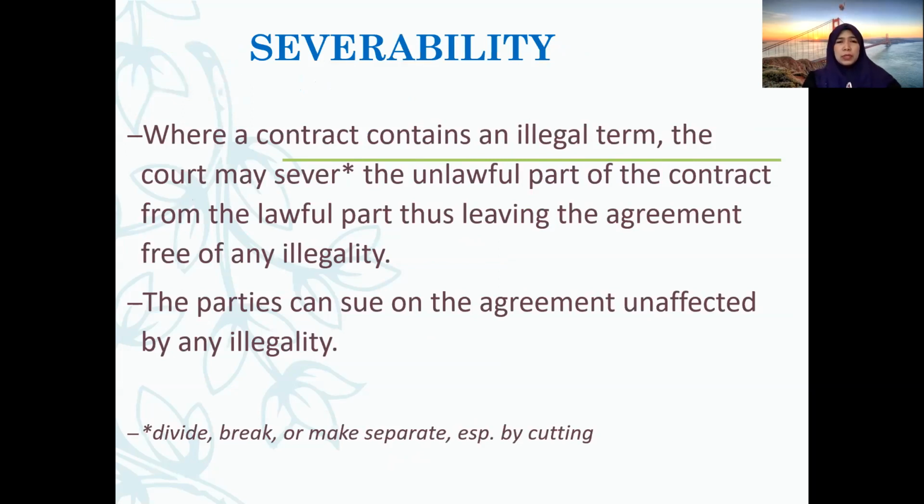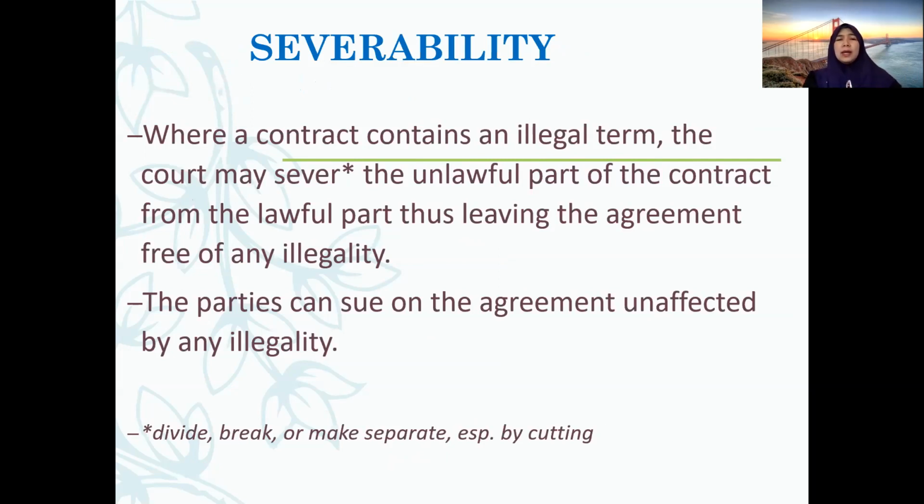The last part of our topic, illegality, is part of the remedy, which is unique to illegality. Severability, from the word sever, S-E-V-E-R. Sever means to divide, break, make separate, or cut off the illegal part, and just the legal part remains.